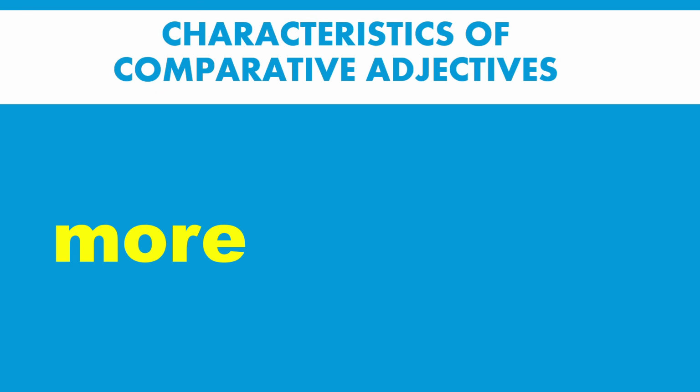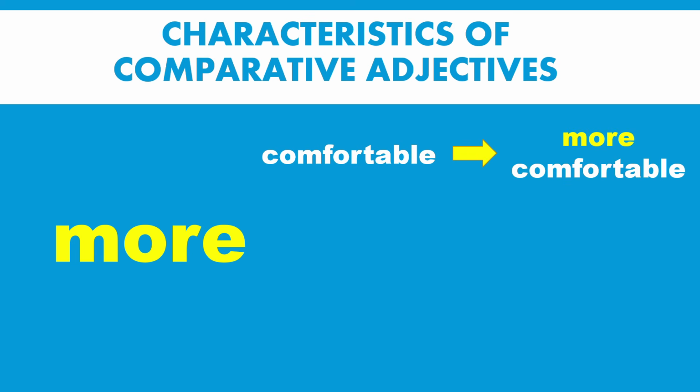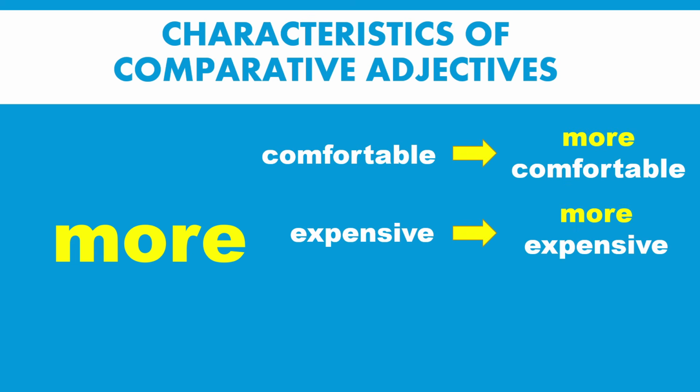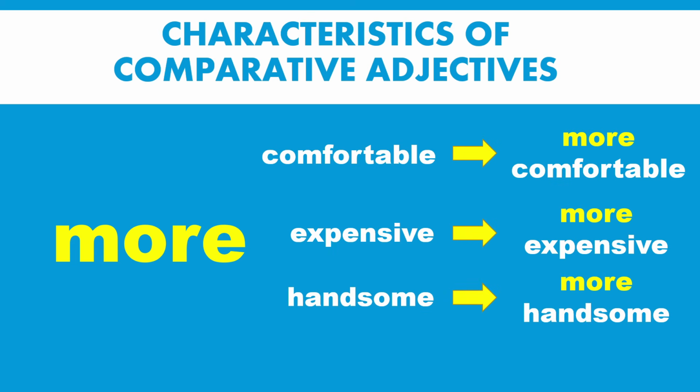The first example is comfortable. When it's converted into a comparative adjective, it becomes more comfortable. Expensive becomes more expensive. Handsome becomes more handsome. You see, handsome is a two-syllable word. Boring is a two-syllable word, but it becomes more boring.